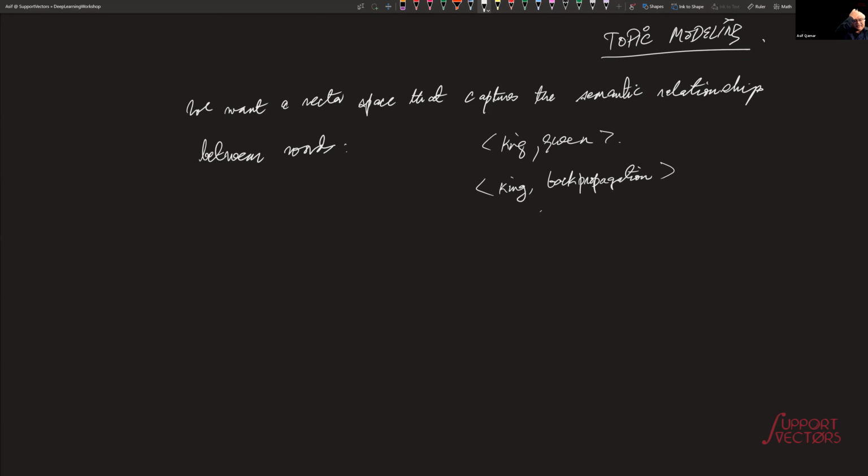So how do we create such a vector space? Right? We search for such a vector space. Let us search for a vector space representation that captures word relationships.